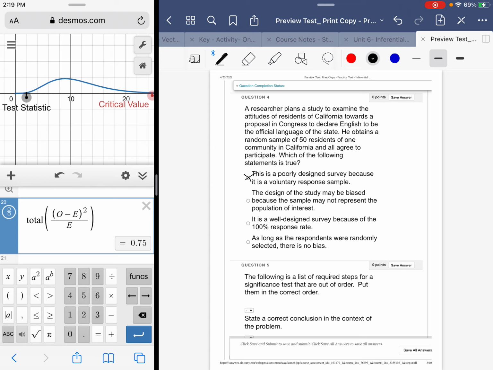The design of the study may be biased because the sample may not represent the population of interest. Well, the population of interest appears to be the entire state of California. 50 residents of one community? Well, which community is it?